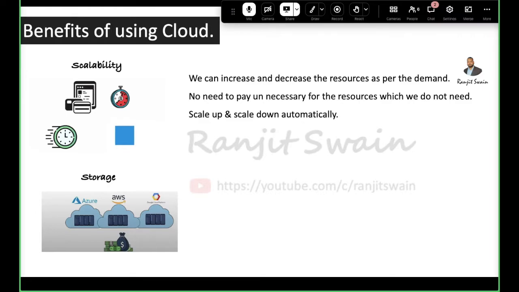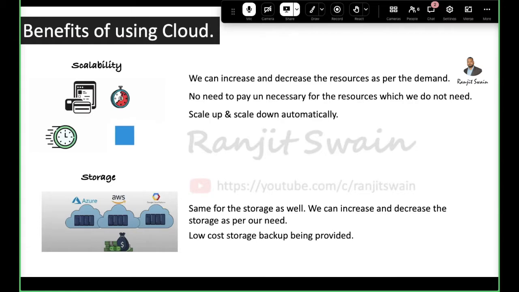The next thing is storage. What are the benefits? It provides storage, and it is the same for storage as well: we can increase and decrease the storage as per our need. Suppose currently we have 1 terabyte of data, and demand increases, we get lots of customers. Suppose our storage is almost full and we need more storage; we can go ahead and directly increase the storage from the cloud service provider. Low cost storage backup is also provided. When we use the storage service from any service provider, they provide this low cost storage backup service.